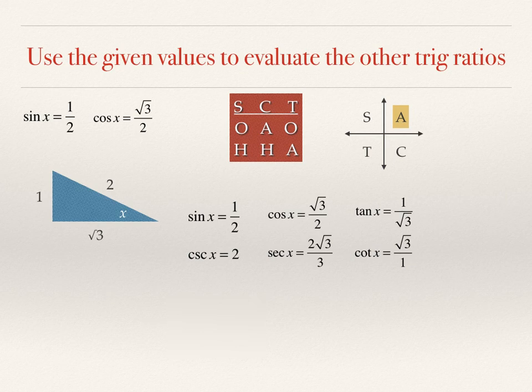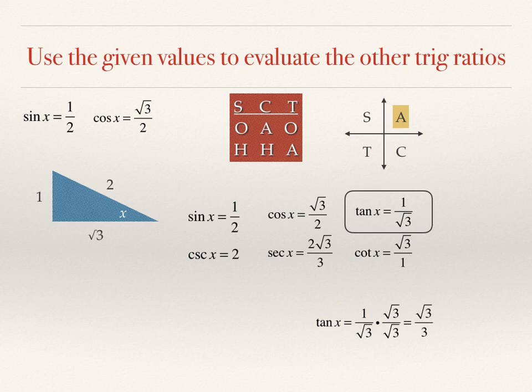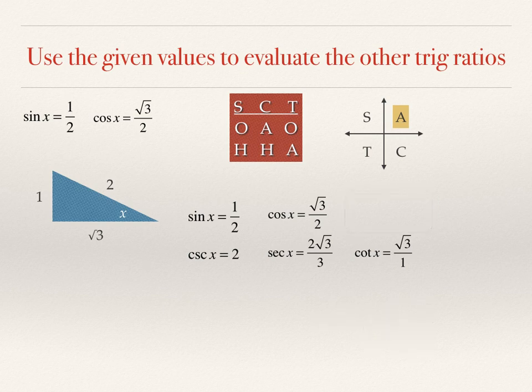Now let's take a look at the tangent. It also has an irrational number in the denominator. We need to rationalize that denominator. So the tangent of x can be rewritten as the square root of 3 over 3. We'll do another example, but not in quadrant 1.